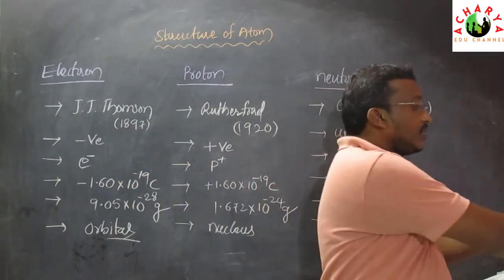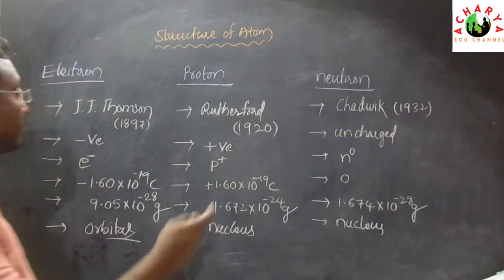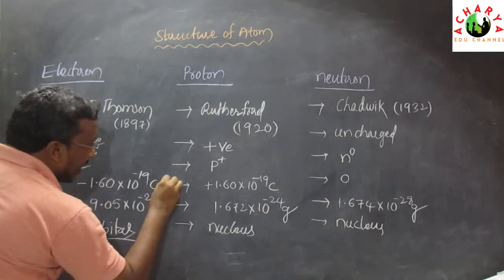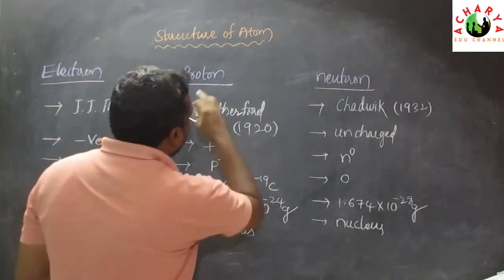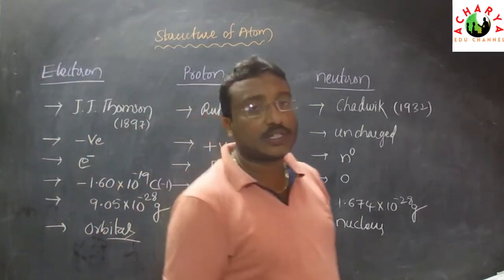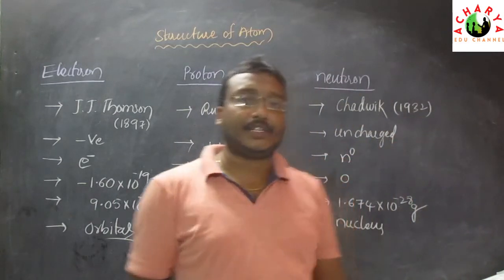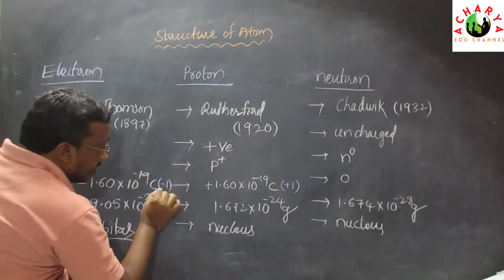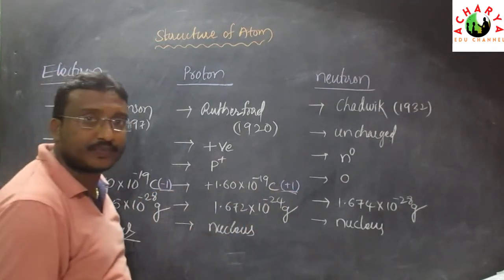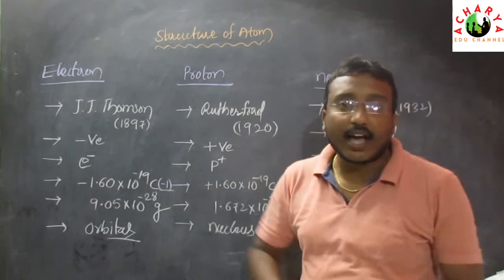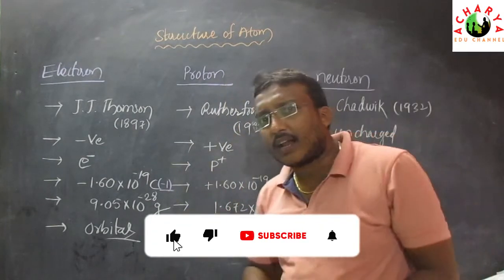Now we are going to compare these electrons, protons, and neutrons. See here, what is the relative charge on an electron? We take it as -1, and the relative charge on a proton we take as +1. We use relative charge because it is easy to calculate. These electrons and protons have the same magnitude of charge, and that's why the atom is neutral. Dalton says that an atom is electrically neutral.